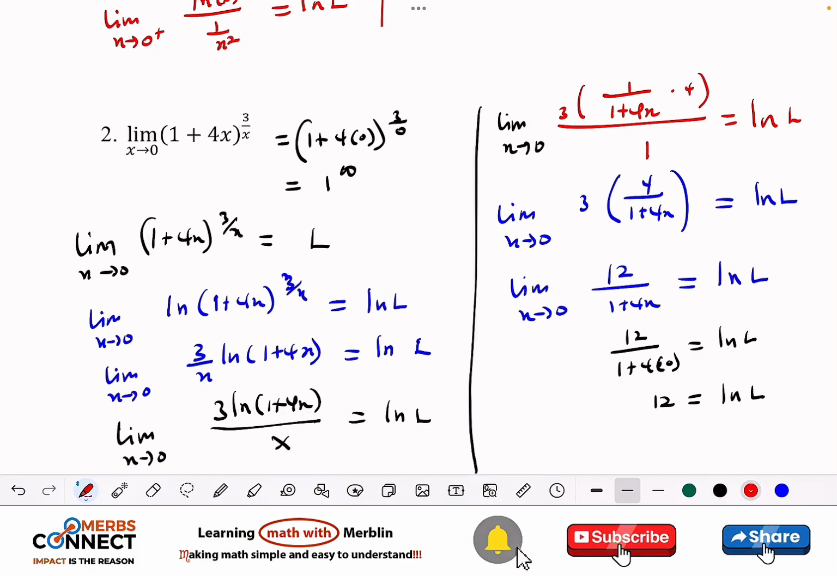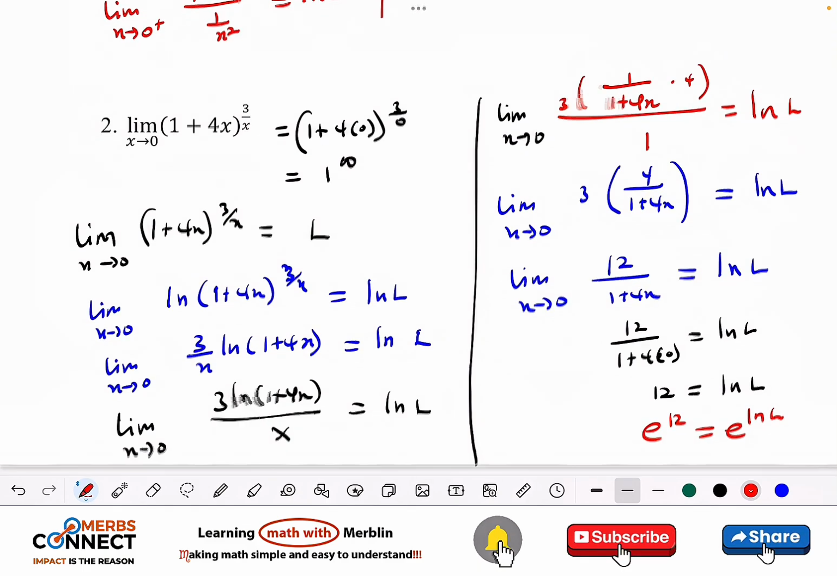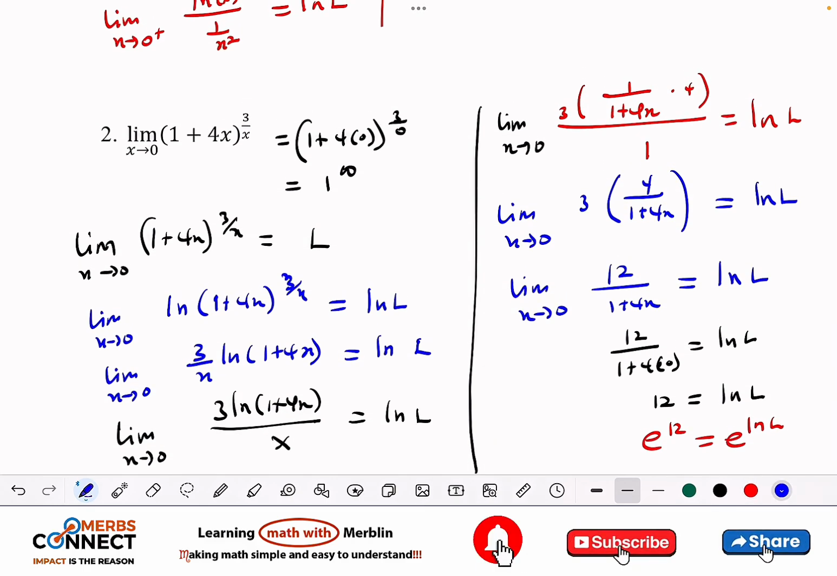Then don't forget, we need to find L. So anytime you are doing this, when you get the answer, some constant is equal to ln L, you need to apply the exponential function on both sides so that it can help you to get your L. So here, e to the power 12 is equal to L, right? So this limit is equal to e to the power 12.